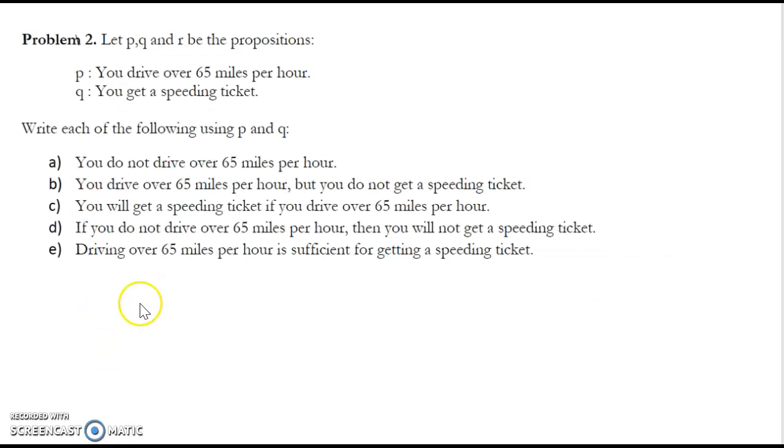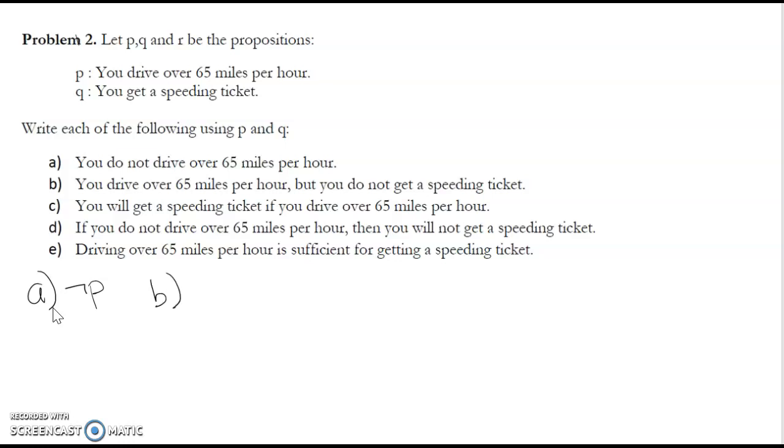Okay, so let's go over problem 2. The idea is similar, but you're doing the opposite. Now you're given P and Q, and your job is to write each of these English expressions using P and Q. So let's start with A. You do not drive over 65 miles per hour. So driving over 65 miles per hour is P, but you're just not driving it.